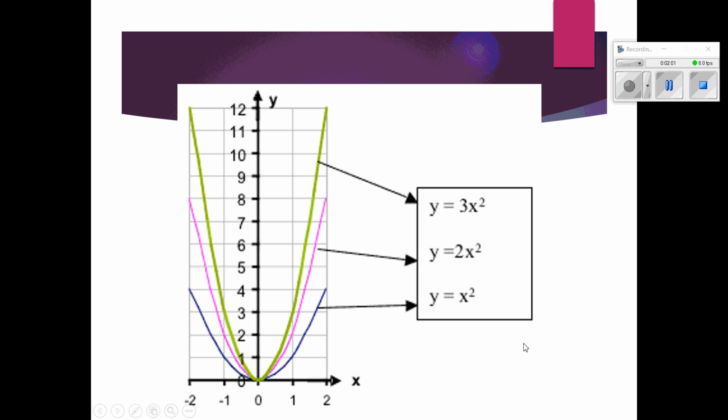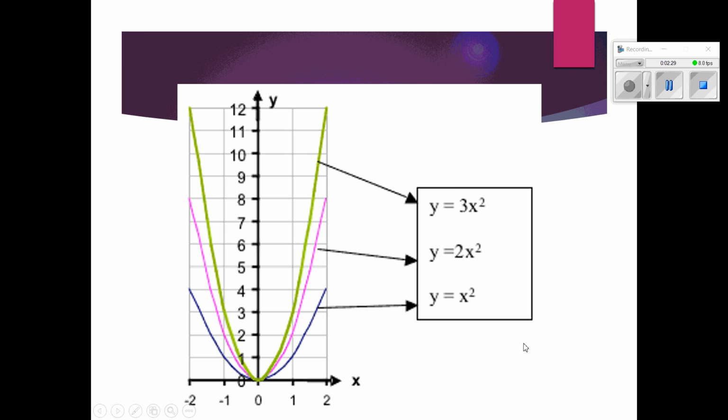Here's another example right here. You can see 3. The yellow is 3x squared. If you look at the coefficients here, we have 3 and 2 and 1. 3 is the greatest number, but is the narrowest parabola. Then 1 is the smallest number, and yet it is the widest parabola. So you just have to kind of get into your mind how that works.